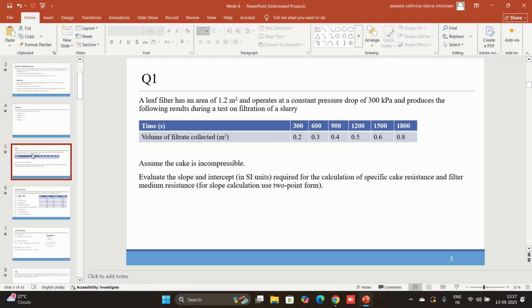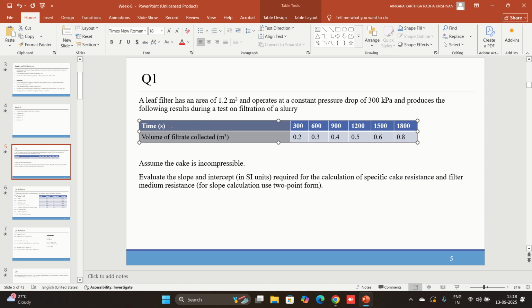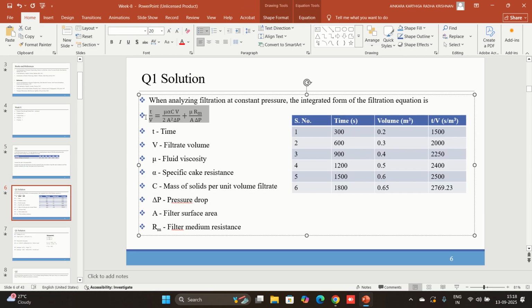So I'll repeat the question once again. In the question, it is given that we have a leaf filter whose area is 1.2 meter square and it is having a constant pressure drop of 300 kilopascal, and it is producing the following results. So we have time and the volume of filtrate collected with respect to the time. Now we are asked to find the slope and the intercept, which can be further used for the analysis of specific cake resistance and filter medium resistance.